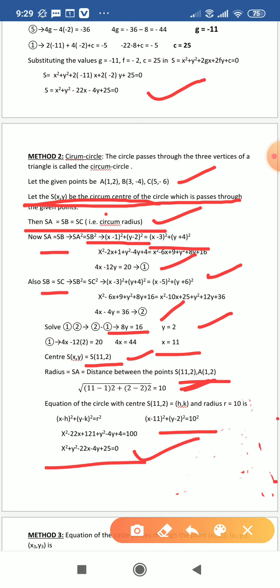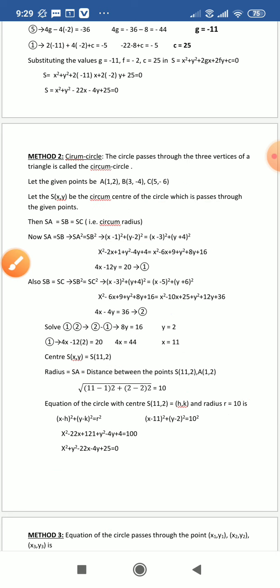In the second method also we have the equation as x square plus y square minus 22x minus 4y plus 25 is equal to 0. In the two methods our circle is the same: x square plus y square minus 22x minus 4y plus 25 is equal to 0. You use any method, method 1 or method 2. Generally method 2 is somewhat easier than method 1. Use either method 1 or method 2. Any method we have full marks.